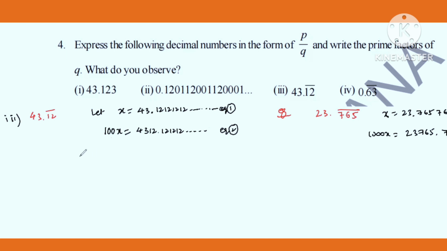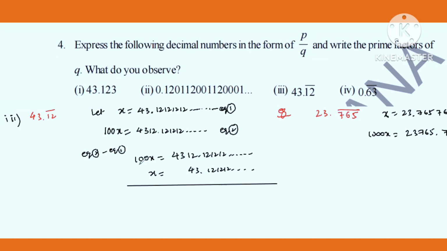Now we subtract these both, equation 2 minus equation 1. We get 100x equal to 43.121212, and this is x equal to, equation number 1. I've written here wrong, sorry. The second equation is 4312.121212, and the first equation is x equal to 43.121212. And you just subtract them.